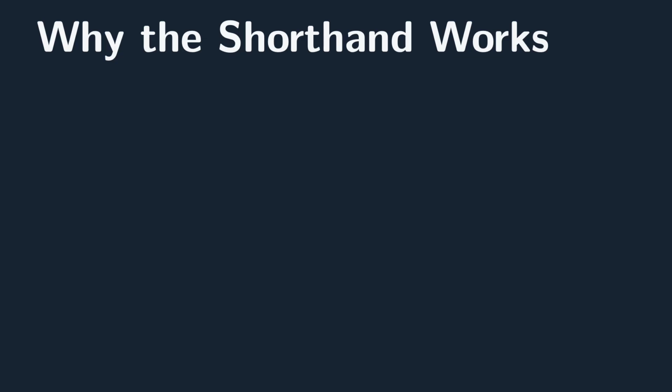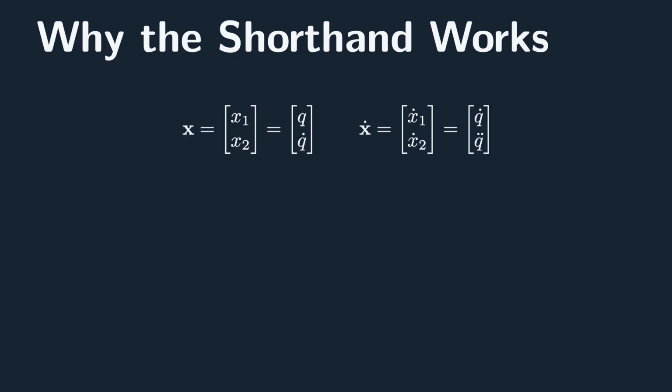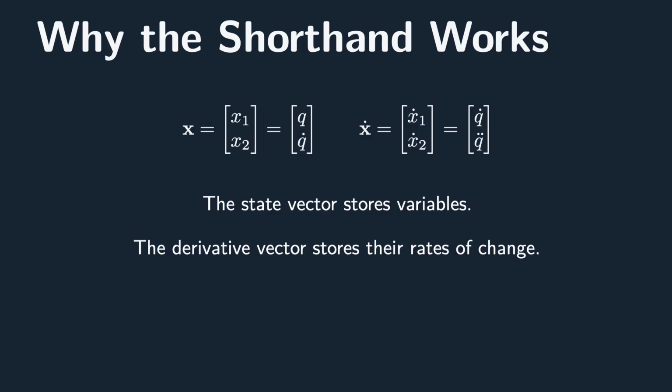Now we can explain why the shorthand still works. After defining x1 equals q and x2 equals q dot, the state vector can be written as x equals [x1, x2], or using shorthand as x equals [q, q dot]. But the state vector x contains variables. It does not contain instructions to differentiate. The derivatives of the state variables appear in x dot. So even if one state was originally defined using q dot, that state is treated as an undifferentiated variable inside x.